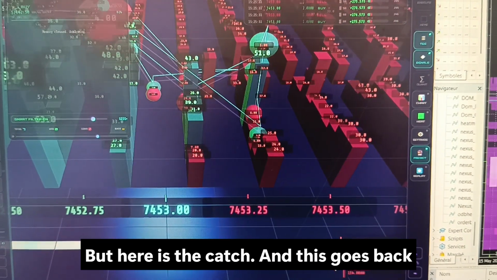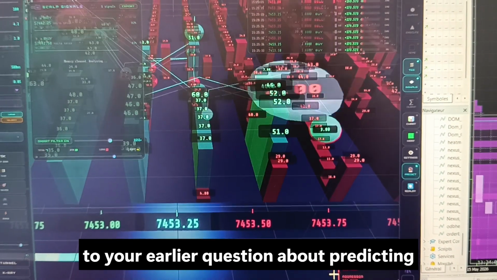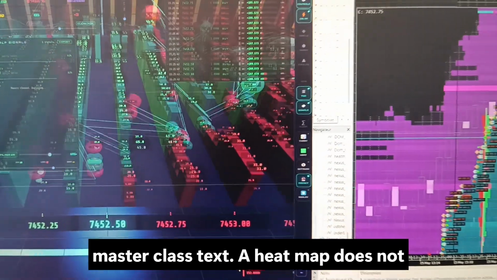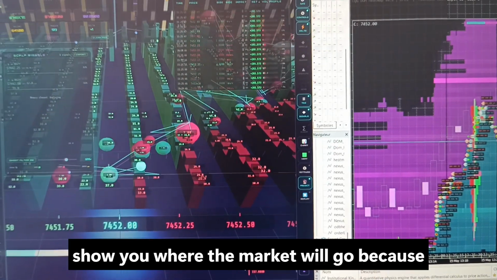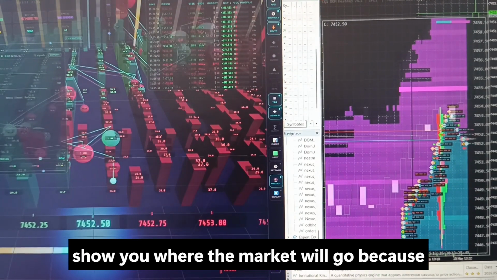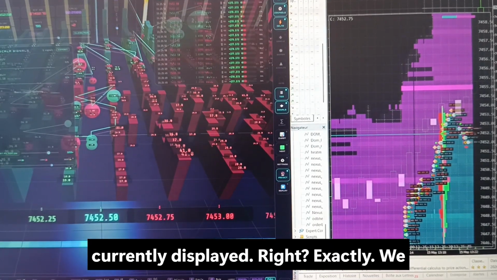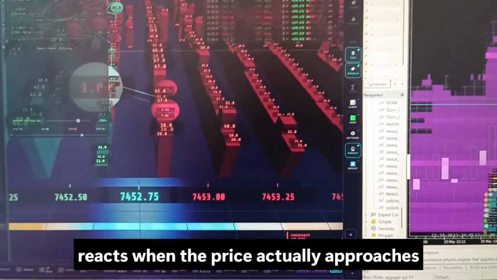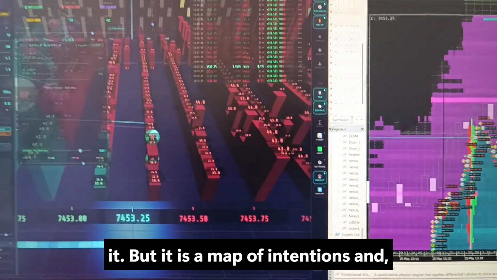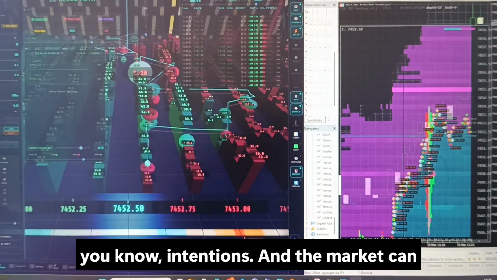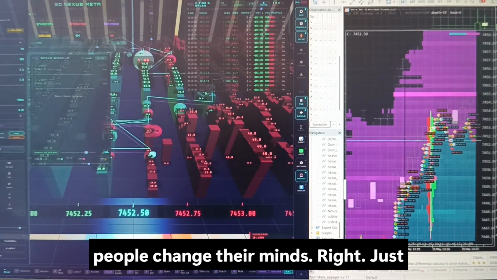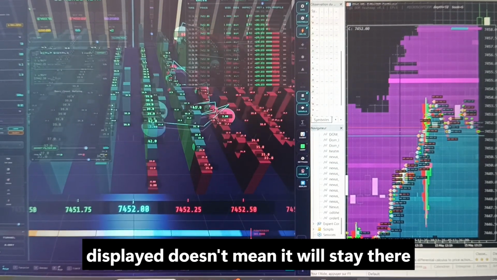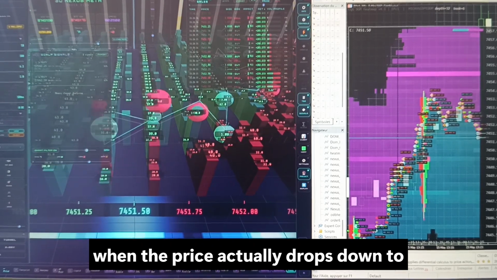But here is the catch, and this goes back to your earlier question about predicting the future. Oh, right. What's fascinating here is a crucial nuance emphasized in the masterclass text. A heat map does not show you where the market will go. Because we're only seeing where liquidity is currently displayed, right? Exactly. We can see how that displayed liquidity reacts when the price actually approaches it. But it is a map of intentions. And intentions in the market can change in a literal millisecond. Yeah, people change their minds. Right. Just because a massive wall of buy orders is displayed doesn't mean it will stay there when the price actually drops down to touch it.